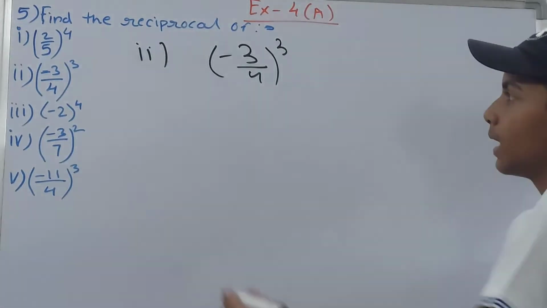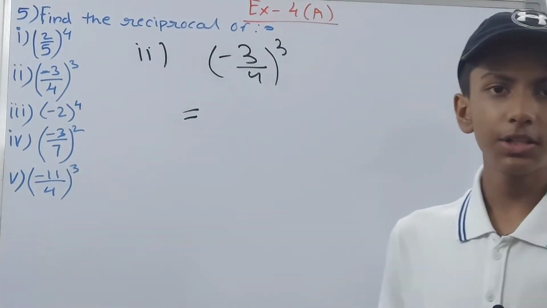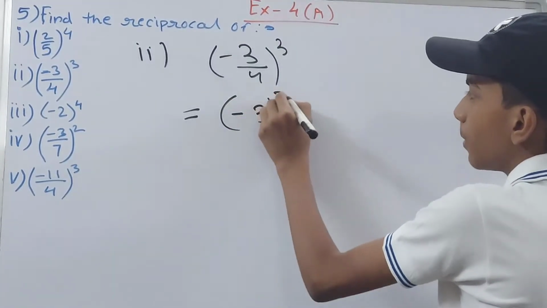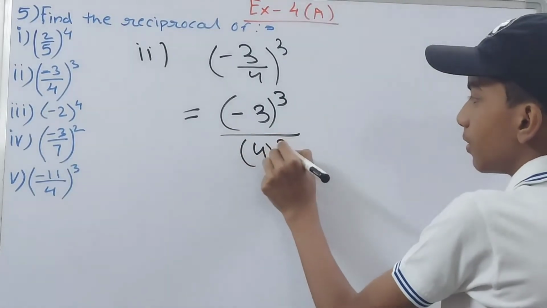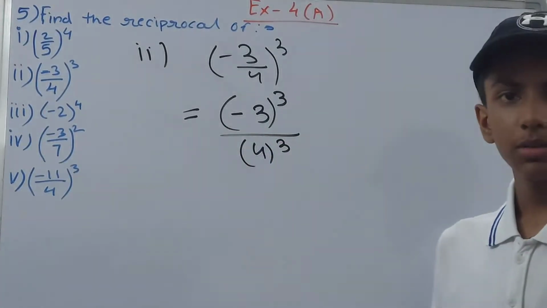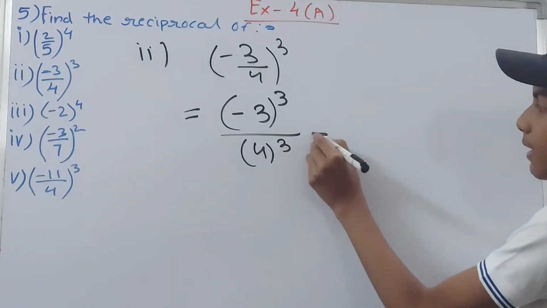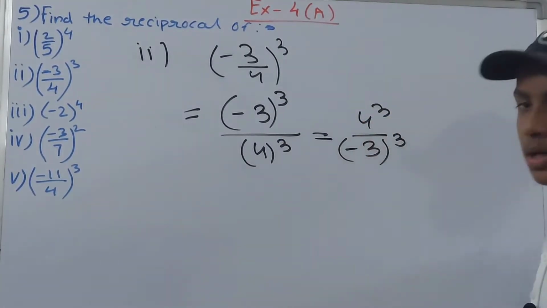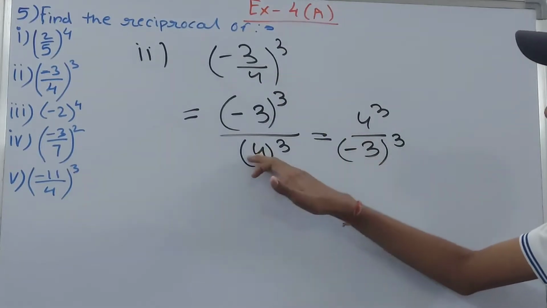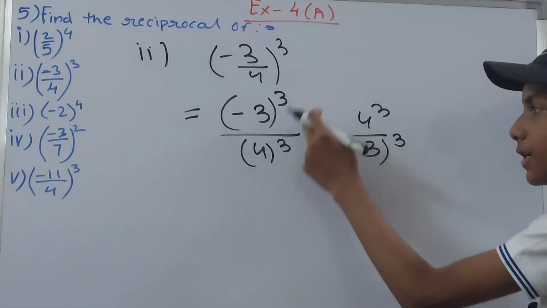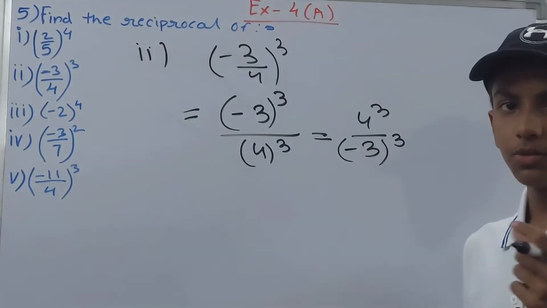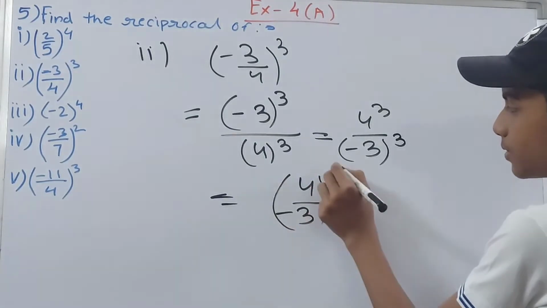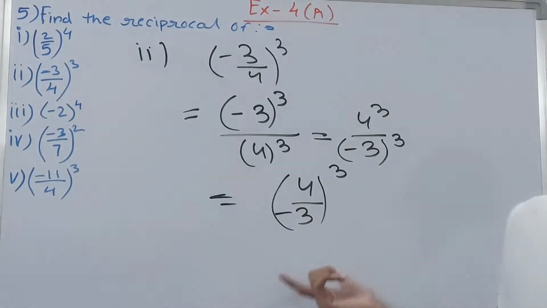Interchange them, and if you are facing any difficulty in interchanging, you can separate the powers. I'll show you how. You can write it like this: minus 3 to the power 3 upon 4 to the power 3. And then you can interchange because it might be a bit easier. So we'll have 4 upon minus 3, again to the power 3. Now after reciprocating we can write them in one bracket: 4 upon minus 3 in brackets, with the exponent 3 outside. So this is our answer.